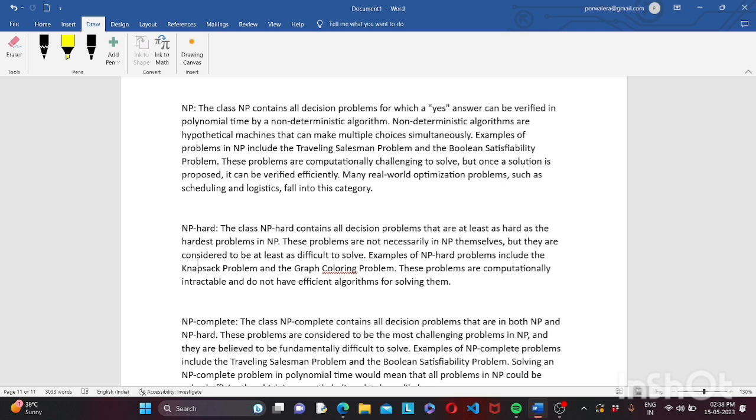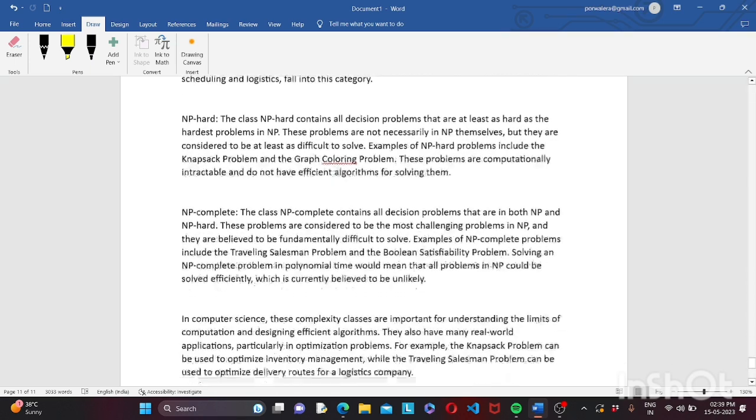NP hard. The class NP hard contains all the decision problems that are at least as hard as the hardest problems in NP. These problems are not necessarily in NP themselves, but they are considered to be at least as difficult to solve. Examples of NP hard problems include the knapsack problem and the graph coloring problem, and these problems are computationally intractable and do not have efficient algorithms for solving them.